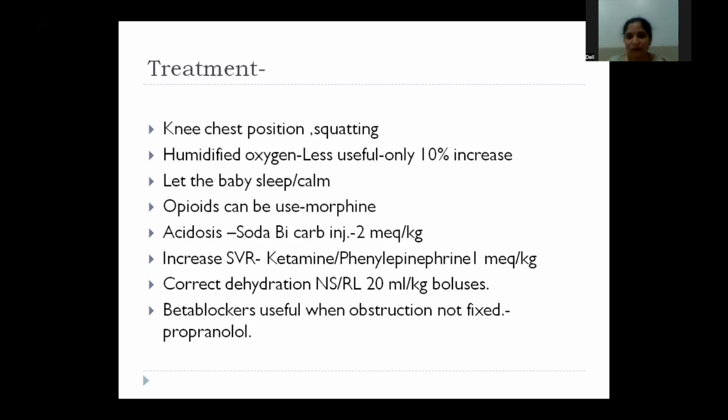Another important drug for the treatment of cyanotic spell is phenylephrine. The dose is 1 microgram per kg. It also helps to increase the SVR and reduce the shunting of blood. These patients are dehydrated, so we can give a fluid challenge, that is NS or RL, 20 ml per kg boluses at times. We can properly hydrate these patients, because dehydration is also one of the causes of cyanotic spell. Beta blockers are very useful. As I have told, there is an RVOT obstruction, and RVOT obstruction can be relieved by the action of these beta blockers. The drug of choice is propranolol. If not available, we can use esmolol as well.